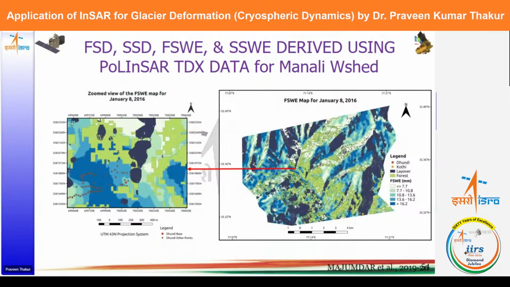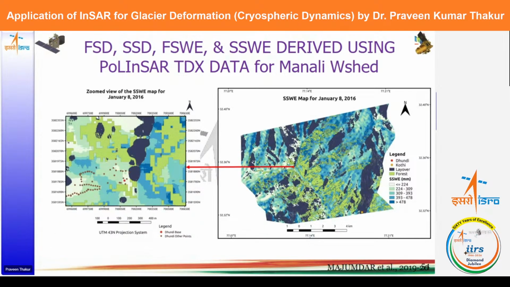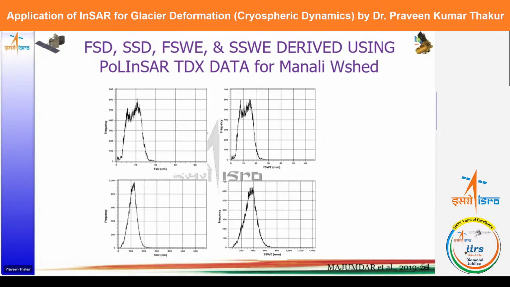And this is the fresh snow water equivalent, and this is the standing snow water equivalent for the winter of 2016. The shaded portions are masked out, because this algorithm works only for open snow areas, not for snow which is underlain by forest. And this is the histogram for both.